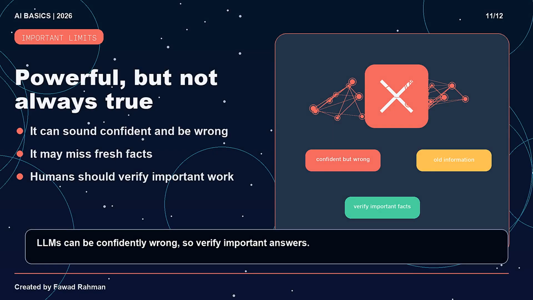The biggest warning is this: an LLM does not always know the truth. It predicts language that fits the context, so it can make mistakes, invent details, misunderstand the question, or give outdated information. It may sound confident even when it is wrong. For school, business, health, law, finance, or public information, use LLMs as assistants and verify important facts with trusted sources.